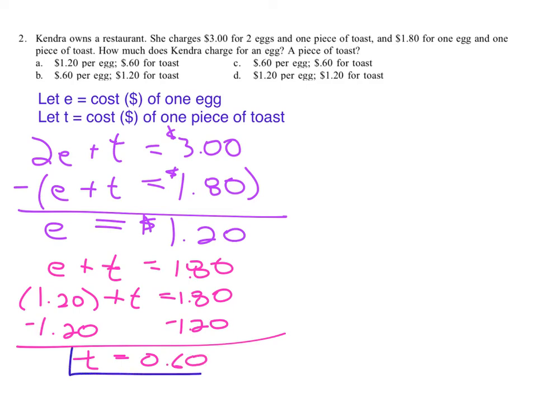So I'm going to box this out. We're going to say toast is 60 cents, and let me put a dollar sign in front of that. And 1 egg is $1.20. And that's it. We're done. You can do a proof on this, and you should.